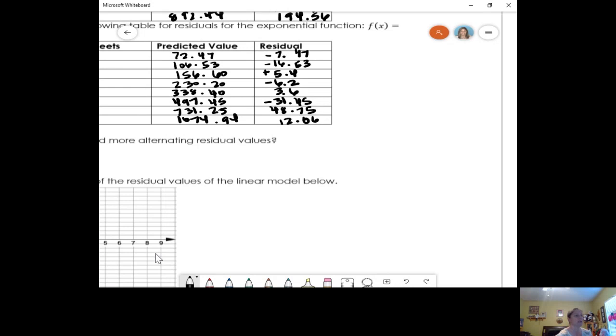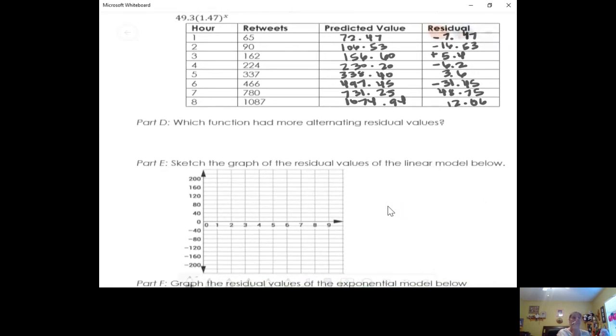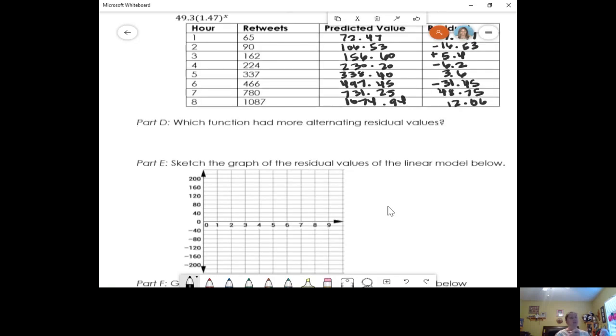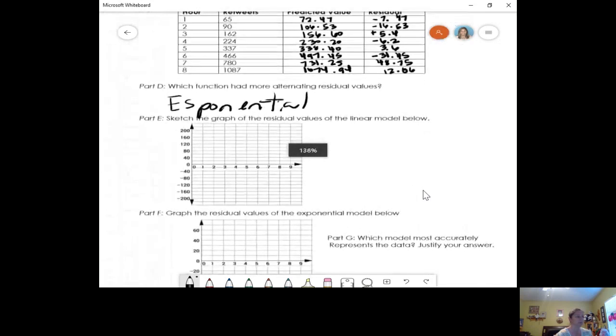All right, so D says which function had more alternating residual values. As you can see at the top, we have quite a few negatives, but these seem to be going back and forth. So that would be the exponential. Not sure why it keeps going down, but anyway.